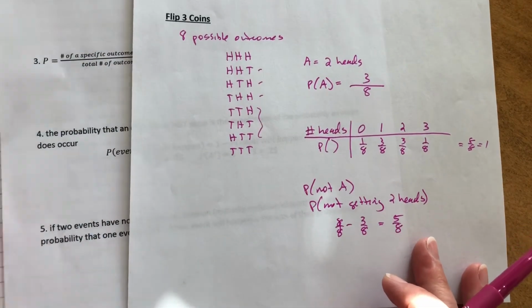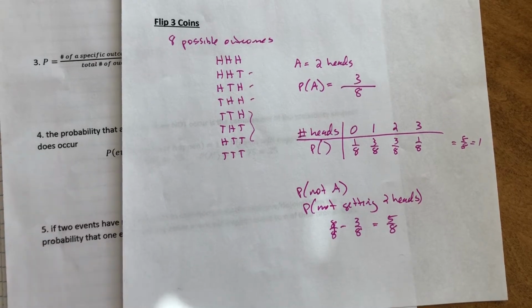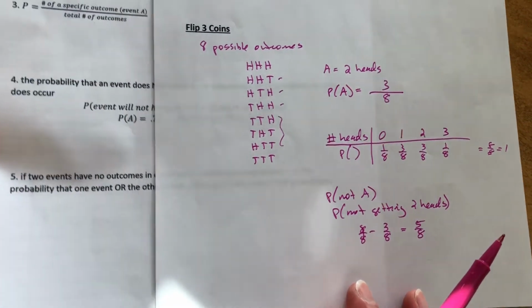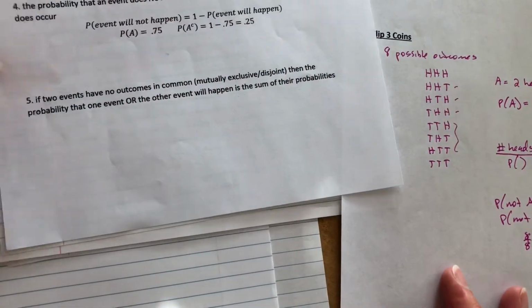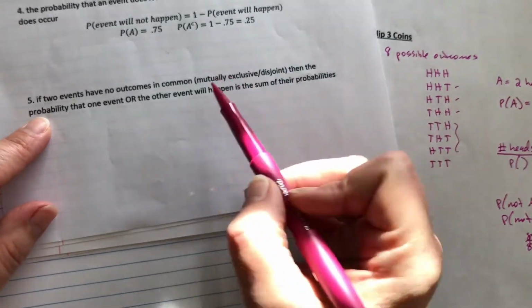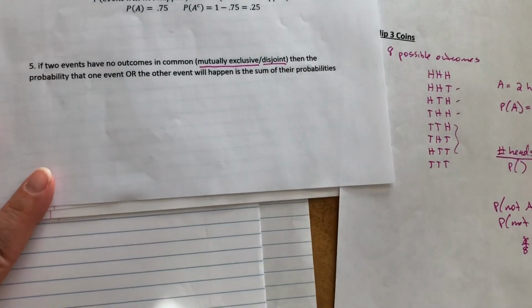Okay, so those are my 4 basic rules. We forgot the 5th one. Let's do the 5th one. If 2 events have no outcomes in common, we call them mutually exclusive or disjoint, you might say. I tend to say mutually exclusive.